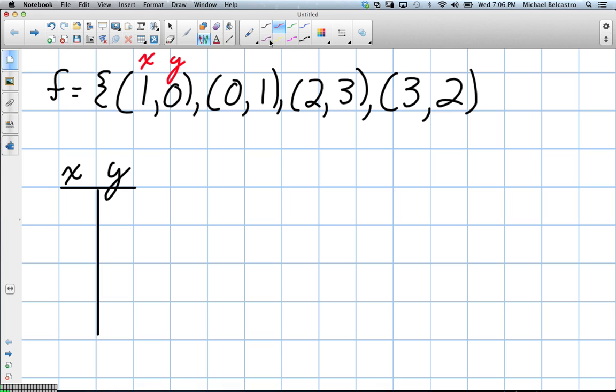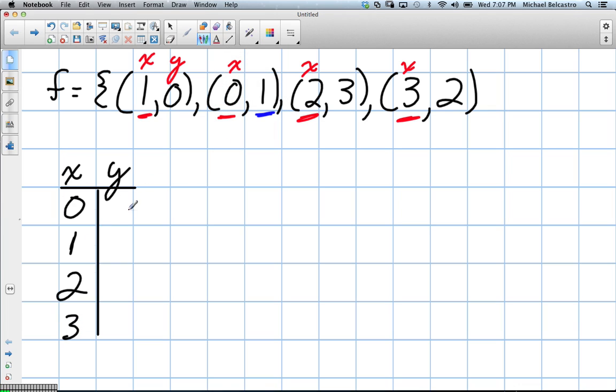Okay. So if we notice of all of our x's, the lowest value x is 0. So we'll start with 0. Then the next lowest value x is 1. Then the next lowest value is 2. And then finally 3. So now that we've put those in order, we're going to write the corresponding y's that go along them. Now the y's won't go in order, they're just attached to whatever the coordinate is.